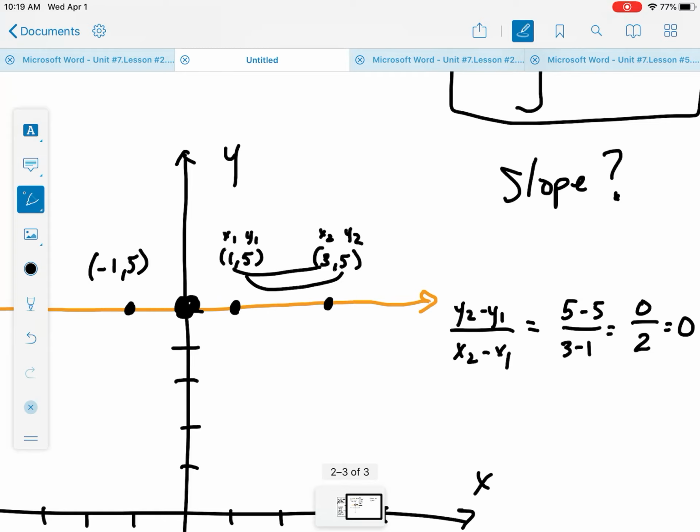If you don't believe me, use your calculator to check that answer. Our slope of any horizontal line will be 0. There is no rise to the line, so your rise value, your change in y, will always be 0, giving you a slope of 0.